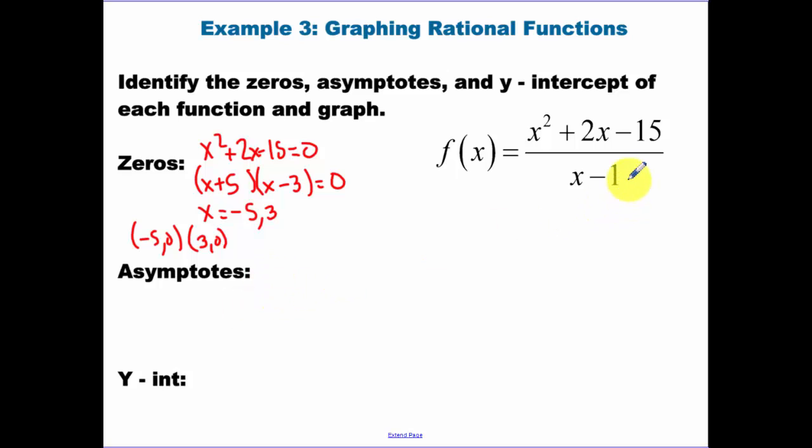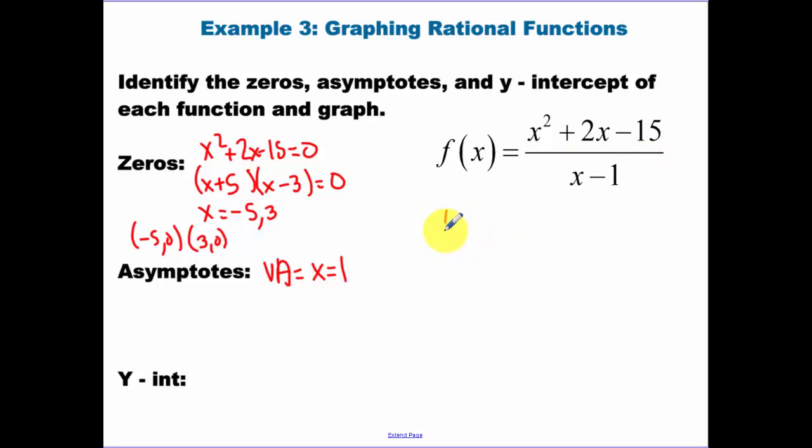Asymptotes. When the bottom equals 0 is our vertical asymptote. So that's x equals 1. And make sure you realize that that's the equation of a line, so I'm writing x equals. Now the power on the top is bigger than the power on the bottom. So I have to divide x minus 1 into that numerator.